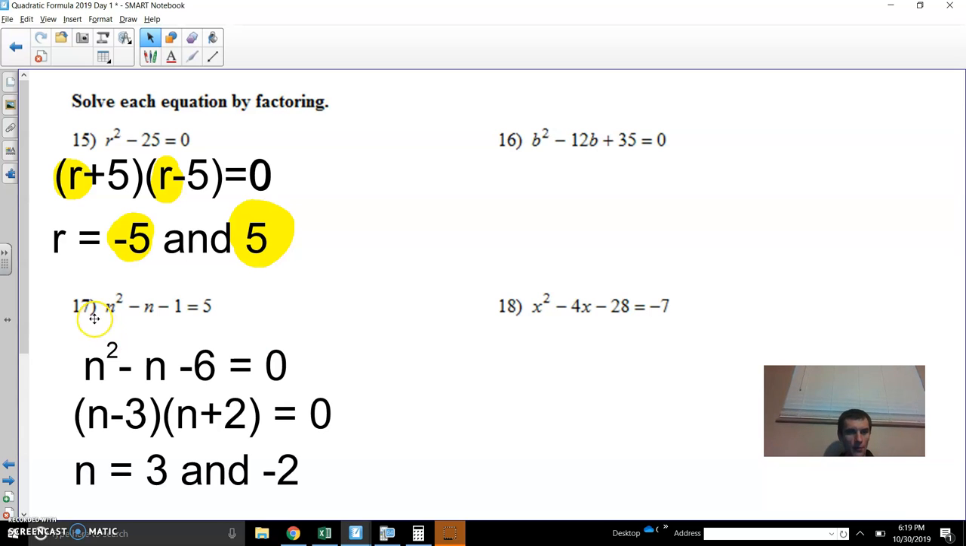So for example, in number 17, we really don't want to think about solving a quadratic that has both n squared and n without trying to get equals 0 first.